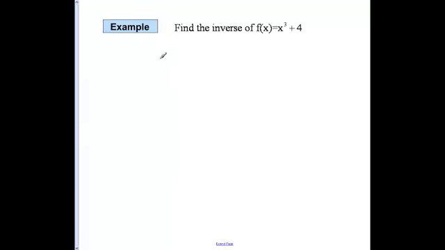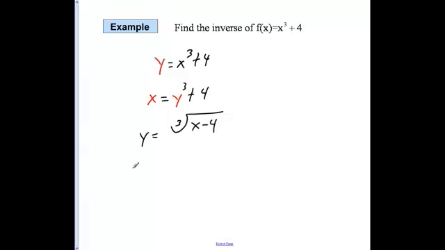Let's look at another example. We substitute y in place of f of x. We interchange x and y. I do apologize for the sound. I have not figured out how to get rid of it yet. And then we solve for y, and what we end up with is y is going to be the cube root of x minus 4, and we write our notation is equal to the cube root of x minus 4 there.